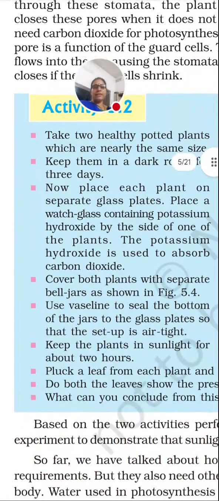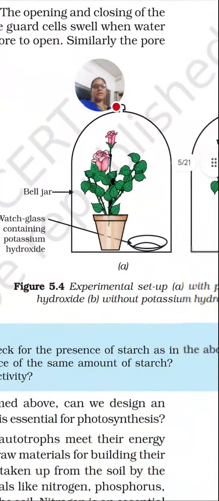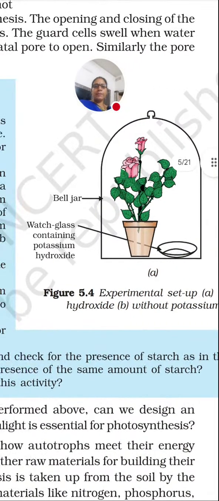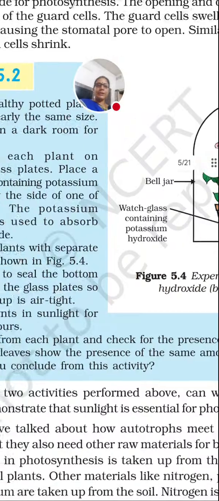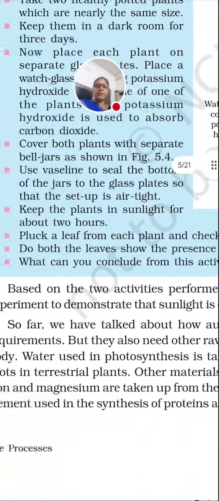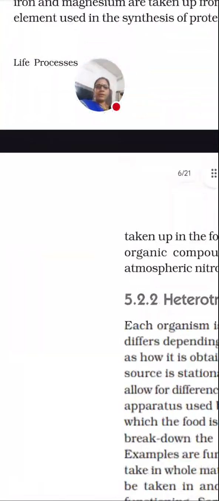Now the second activity, to demonstrate that carbon dioxide is essential. Here you can remember one of the important topics. This watch glass contains potassium hydroxide, which absorbs carbon dioxide present in the bell jar. They can make a one mark question: name the chemical which absorbs carbon dioxide. Here, potassium hydroxide.